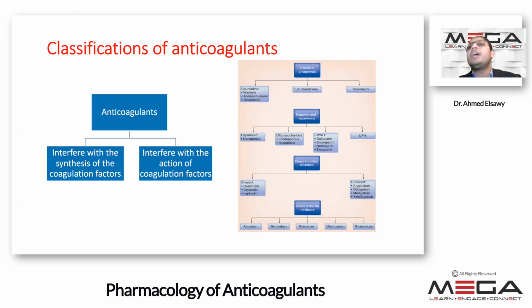So we have heparins and heparinoids, such as unfractionated heparin, which is still widely used in our units, and low molecular weight heparin, such as enoxaparin, dalteparin, and tinzaparin, and fondaparinux. Direct thrombin inhibitors include intravenous bivalirudin, lepirudin and argatroban, and the oral drug dabigatran. And the novel oral anticoagulants, which are direct factor 10 inhibitors, such as apixaban, edoxaban, and rivaroxaban.